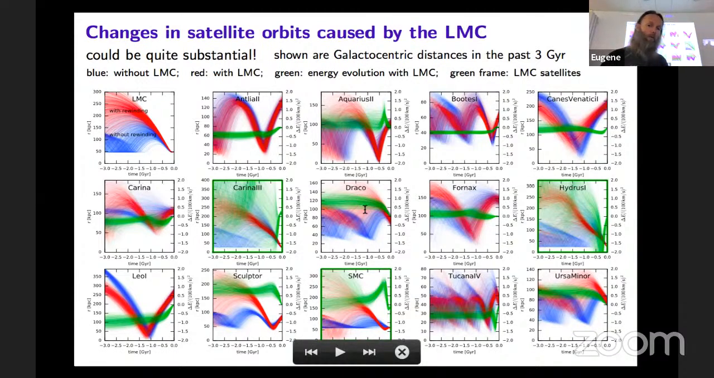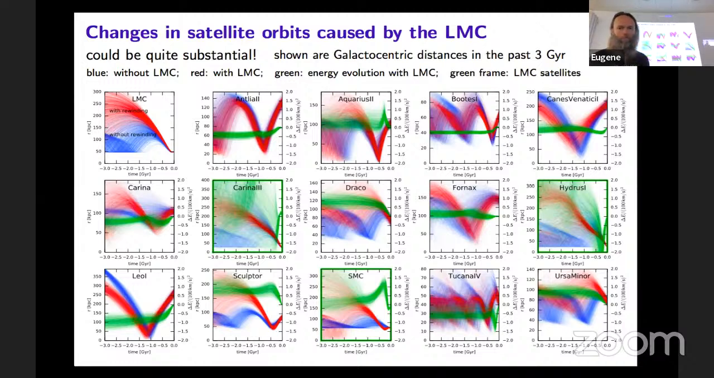There are examples of the opposite sense, like Draco, for example, is another galaxy which has the opposite trend in energy. It used to be less bound before the LMC arrived, and now it became more bound. And there are galaxies which have been little affected, like this, for example, has little changes in energy. And of course, there are galaxies for which the past orbit will be completely different if you ignore the LMC, like SMC, it's the most massive satellite. If you include the LMC, it will travel along with its orbit in the past. If you don't include it, it will just go in completely separate ways.